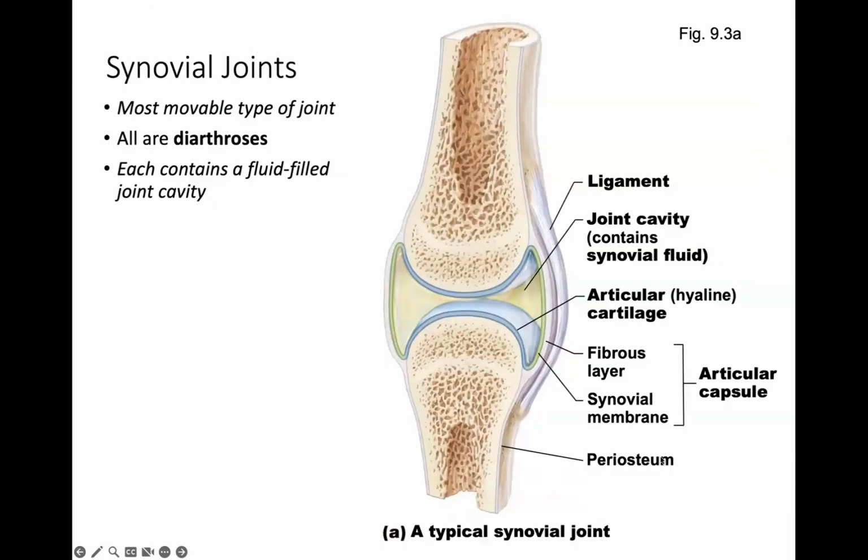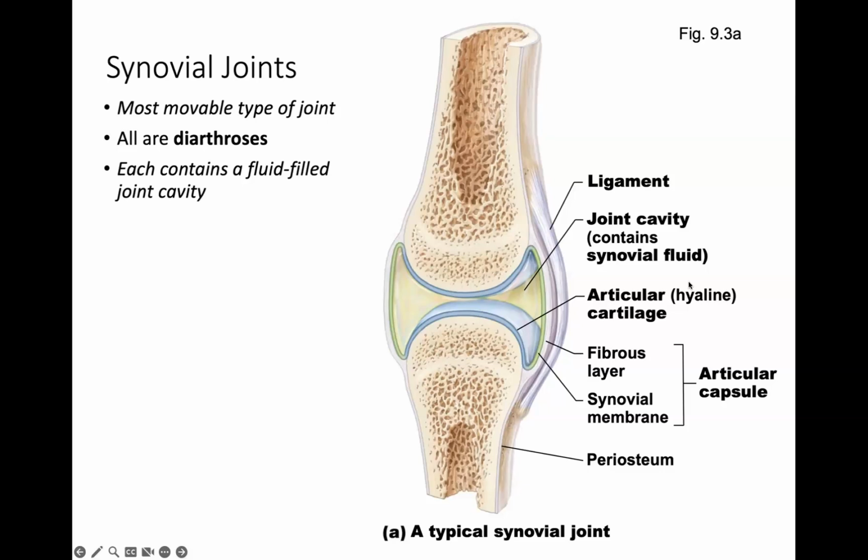And last but certainly not least is the most diverse and also probably the most abundant joint type in the body, and that's synovial joints. So these have a fluid-filled joint cavity. All of these, there may be some modifications, but all of these are going to have a very thick ligament on the very outside.